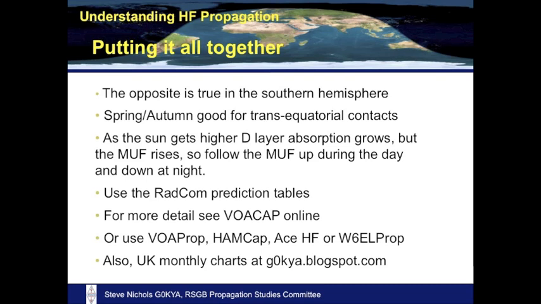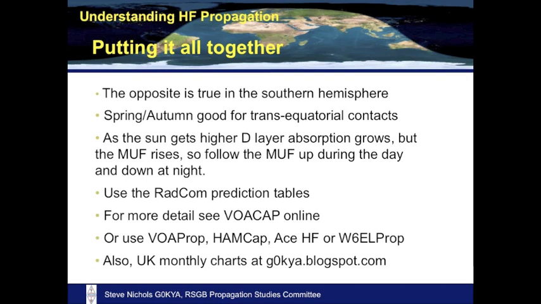If you want to know what to work and when, use the RadCom prediction tables. Or if you don't want to do that, you can use the VOACAP online facility. Just Google VOACAP, I think it's voacap.com, and you can work out your own charts for any particular path. If you want your own computer program for a PC, then as we mentioned, VOAPROP, HAMCAP, a paid one is ACE-HF, and another good program that's getting a little bit old now is W6EL Prop, but it's still worth having and worth playing with.